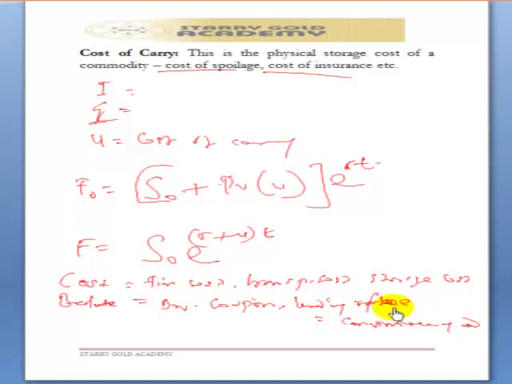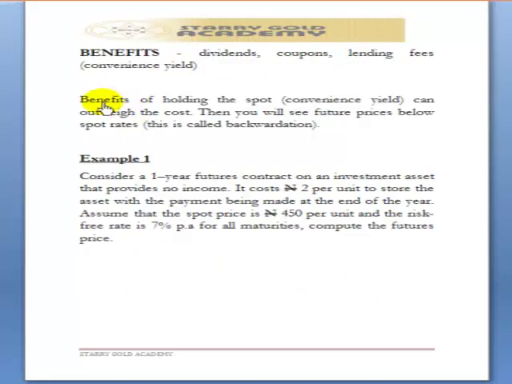And the benefit of owning the spot, which is the convenience yield, can outweigh the cost at times. And then you will see the future price below the spot price. And this is what is called what? Backwardation. That is what I'm saying: when the benefit of owning the spot outweighs the cost, what we have is called backwardation, because the future price will be below the spot price. So when the future price is below the spot price, we have a backwardation.